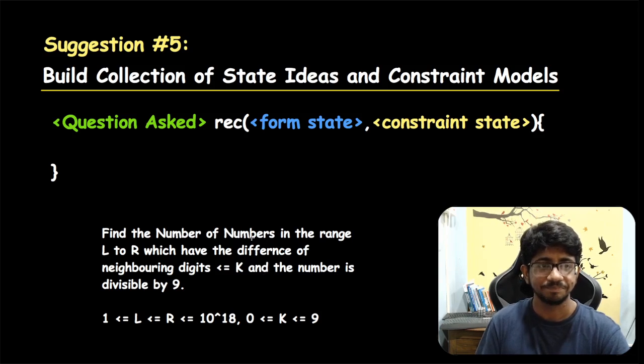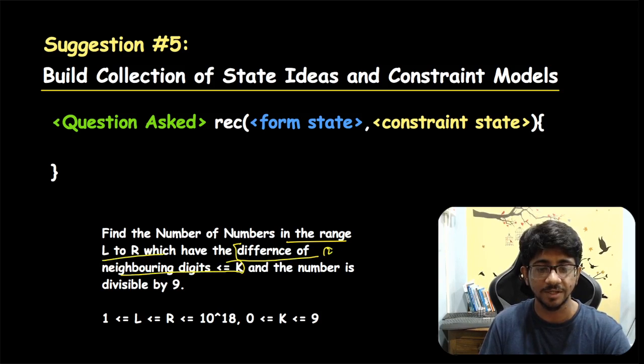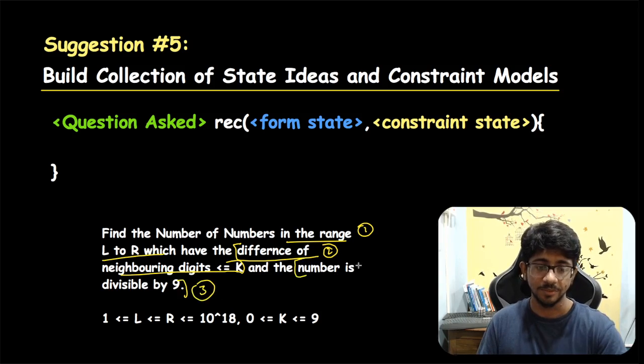So how to do that? You can see that first of all, there are a few restrictions over here. Number has to be in the range L to R, right? This is one restriction. Difference of neighbors has to be less than equal to K, number two restriction, right? And the number is divisible by 9, number three restriction, right? So you have to know how to model all these restrictions in a particular problem.